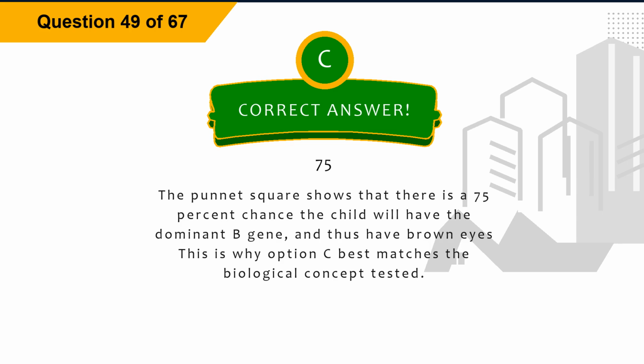The Punnett square shows that there is a 75% chance the child will have the dominant B gene, and thus have brown eyes. This is why option C best matches the biological concept tested.